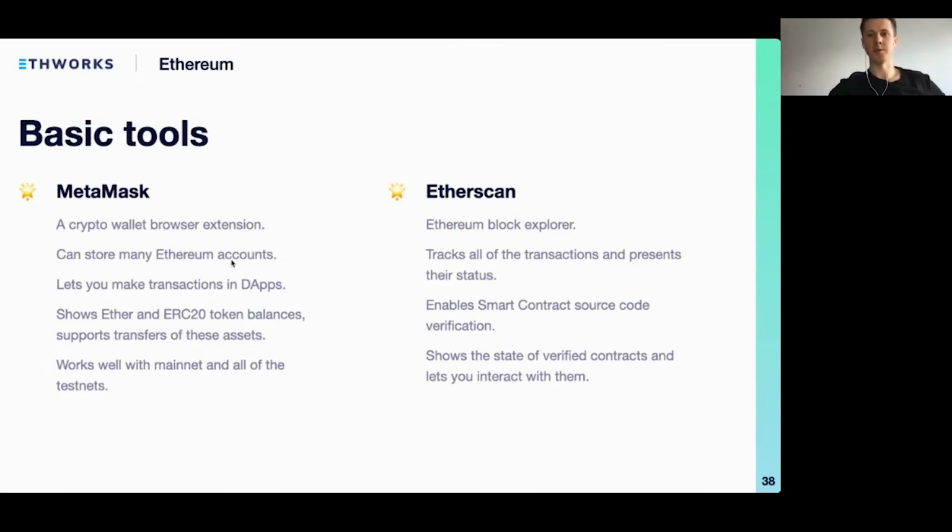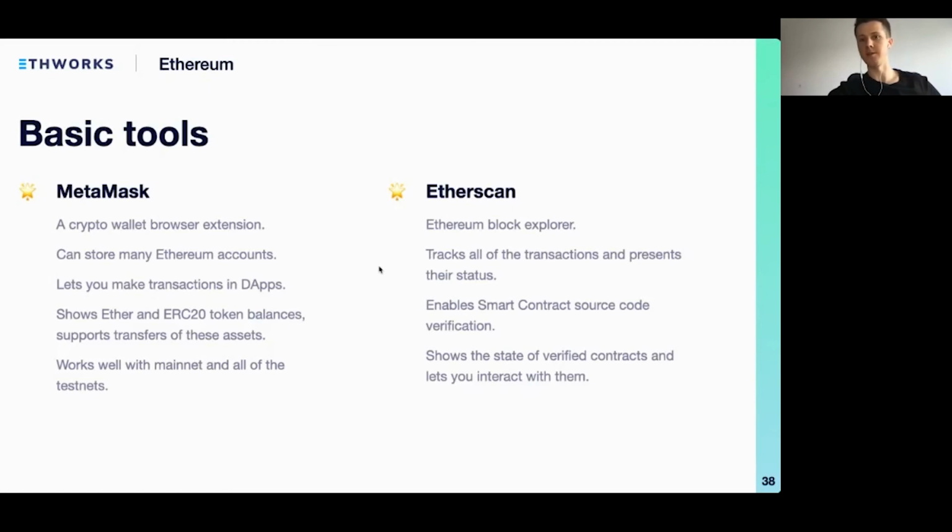The other service worth mentioning is Etherscan, and Etherscan is a website, a service that tracks the state of the blockchain. We call it a Block Explorer because it lets you view the data of all of the blocks. It tracks all of the transactions, shows you their status, whether they were already mined or are still waiting for a miner to pick up.